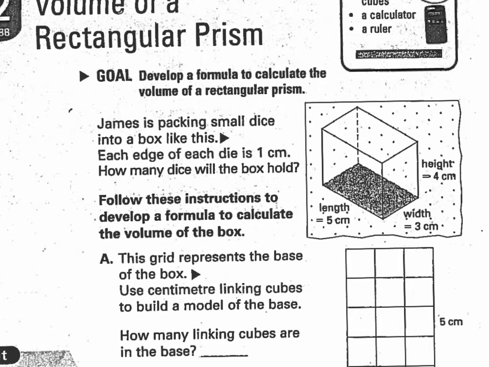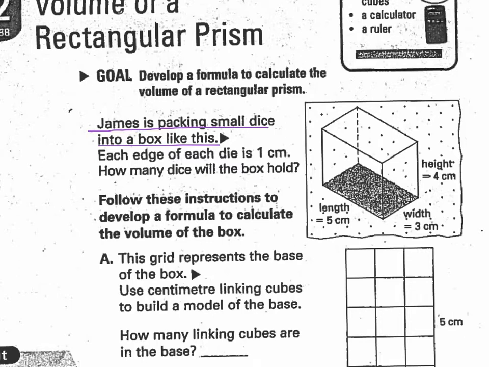In this lesson, we are calculating the volume of a rectangular prism. Remember that the volume is the space in a 3D object. In this activity, James is packing small dice into a box like this. Each edge of the die is 1 centimeter. How many dice will hold in the box? That is a volume question.